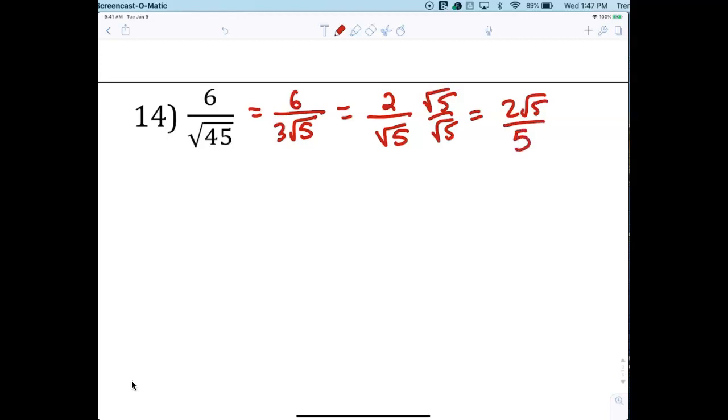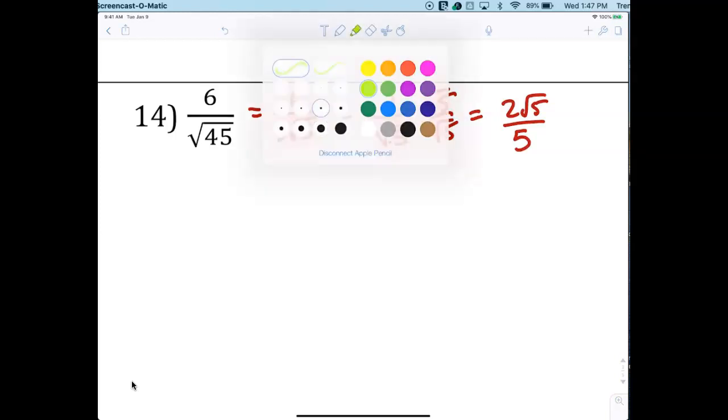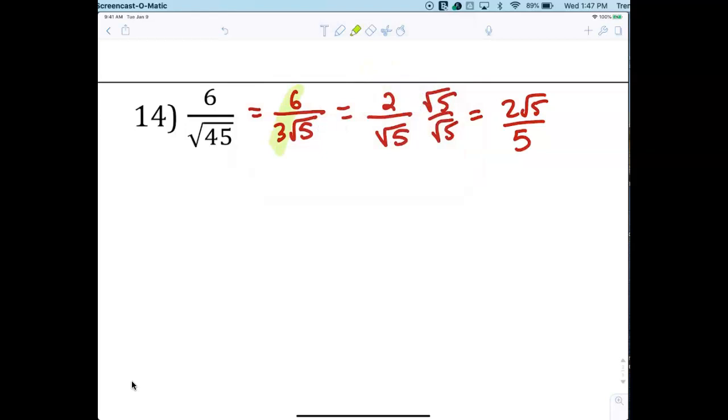Wait, how did you get the 2 radical? You're having trouble right now with this. You're having trouble with 6 divided by 3. What's 6 divided by 3? Correct? Yes. So I'm confused on what you did for the second step, like from the original problem to the second thing. That's what I don't get.